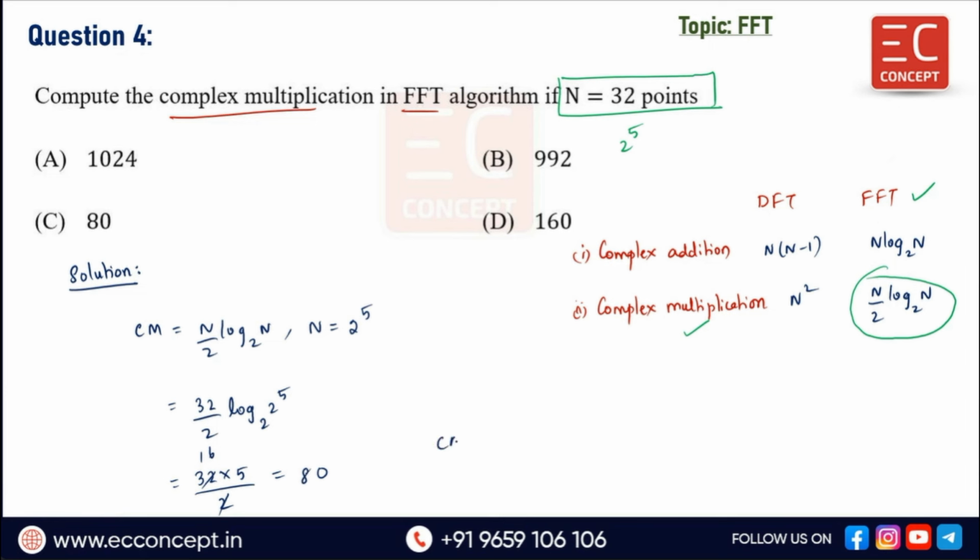So complex multiplication is 80 for the FFT algorithm. So in total, for computing the FFT algorithm, we need 80 complex multiplications. So option C is correct. So the formulas are very, very important, okay? So questions can be expected from them.